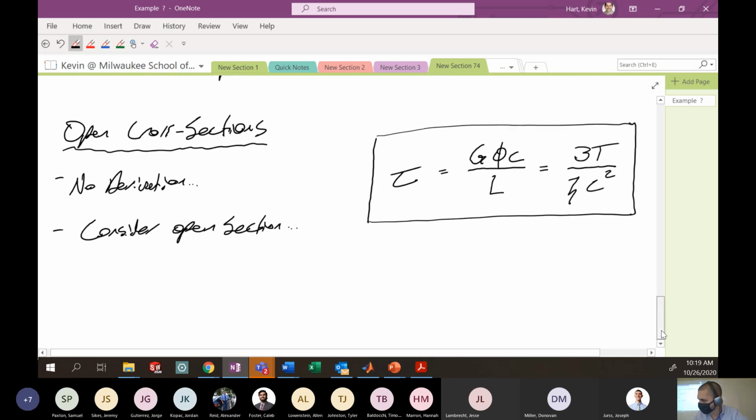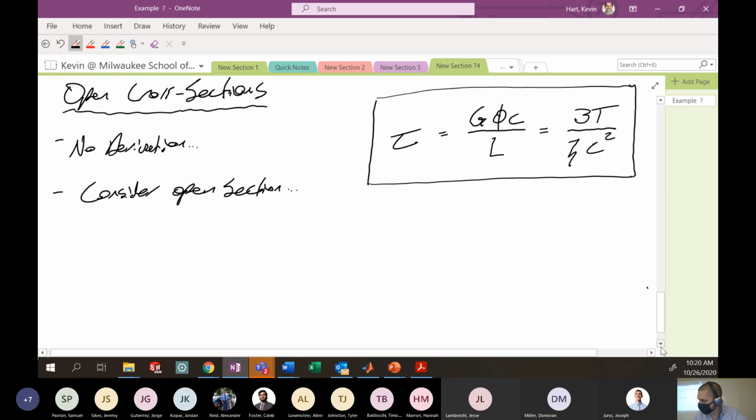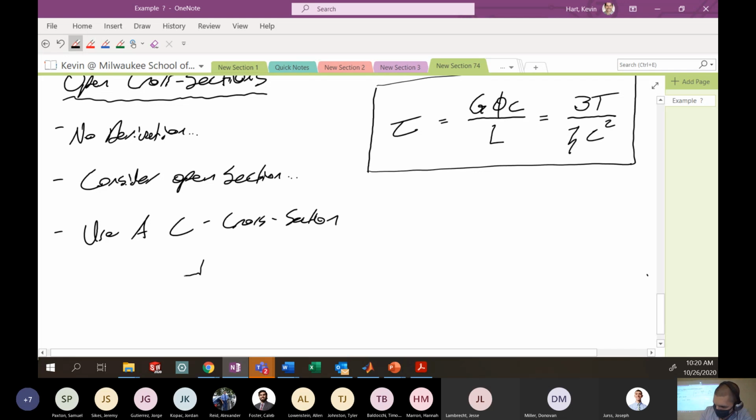So we're going to have to define some of these terms. I think the best way to do it is drawing and labeling a cross section. So let's look at a C cross section. What I mean is something that maybe looks like this. Okay, so it's like a C-channel cross-section.